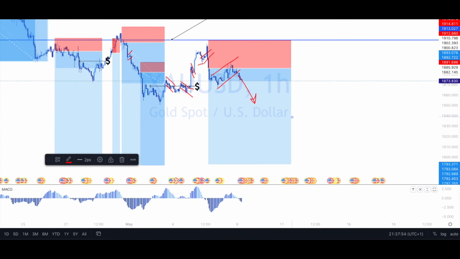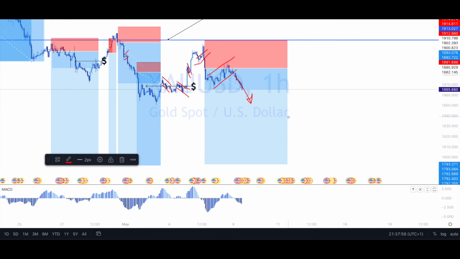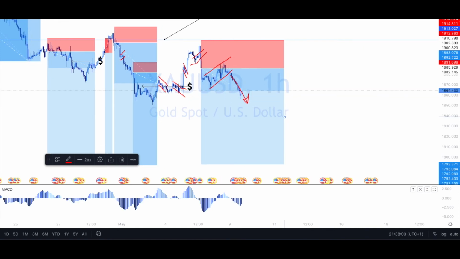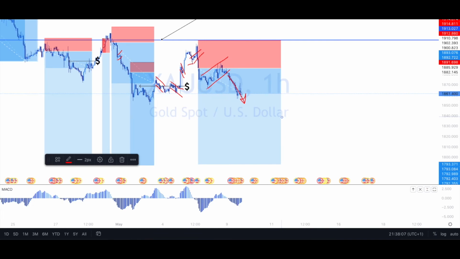So now it's breaking through, which is fantastic. Good stuff. So now all I'm looking for is the area of consolidation. So we've got that area of consolidation over here. So what I could do is I could jump in again with another sell over here.